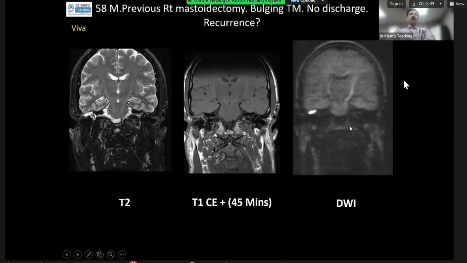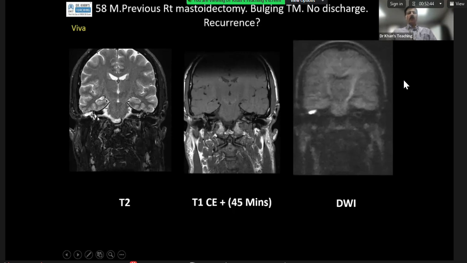Is there a recurrent cholesteatoma? And it was a nightmare. So people developed this protocol. In a post-op temporal bone, three types of things can be visible. One is granulation tissue. The second thing is fluid. And the third thing is recurrent cholesteatoma.